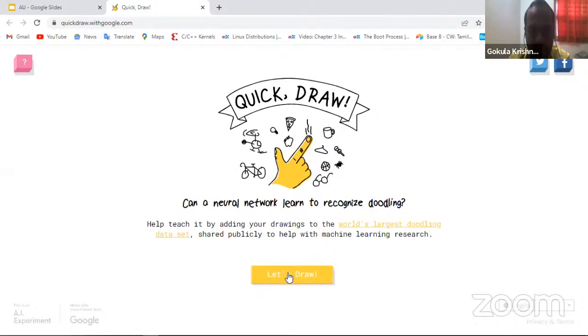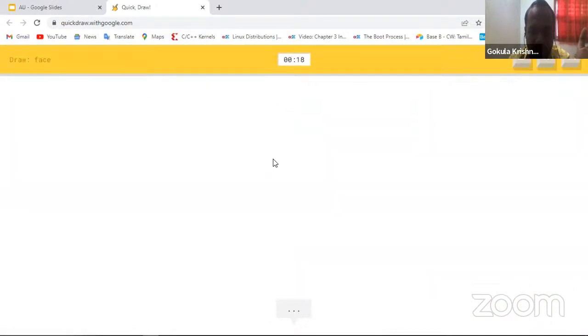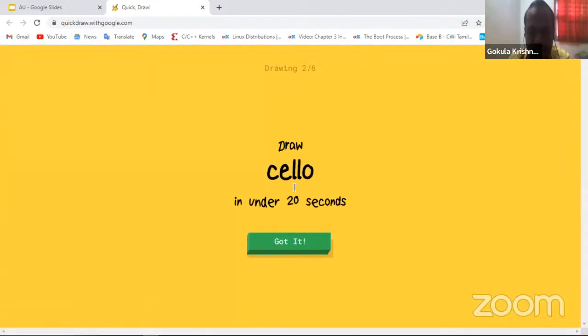So let's try to do this. I just have to draw the face here. Suppose say this is... I'm bad at drawing. So yeah, it found it as a face.